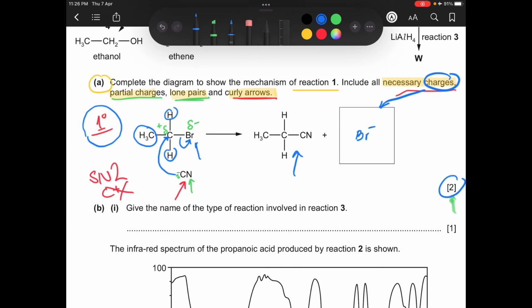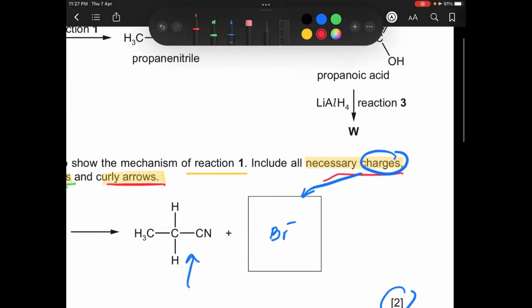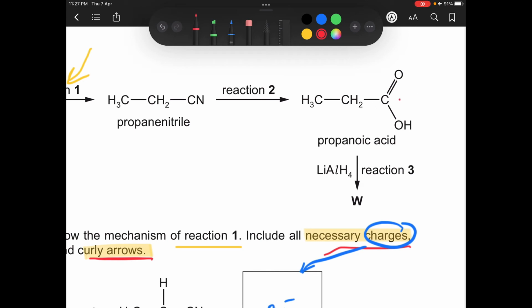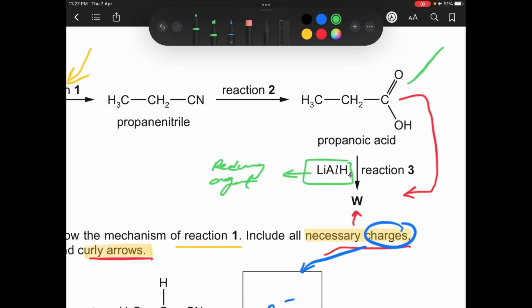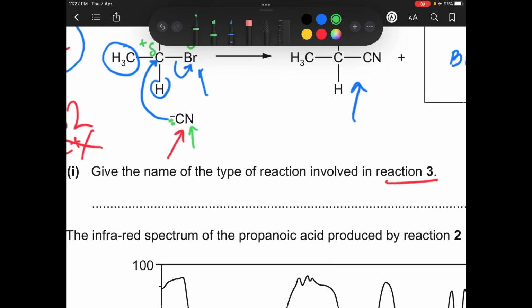Okay, let's go to the second one. It says give the name of the type of reaction involved in reaction 3. So you have to go to reaction 3, as we can see here. You have carboxylic acid, which will change to W. And look at the reagent here. You have lithium tetrahydridoaluminate, which works as a reducing agent. It will reduce the carboxylic acids to alcohols. So what do we call this process? When the carboxylic acid is changed to alcohol, this process is called reduction. So this reaction is a reduction reaction.